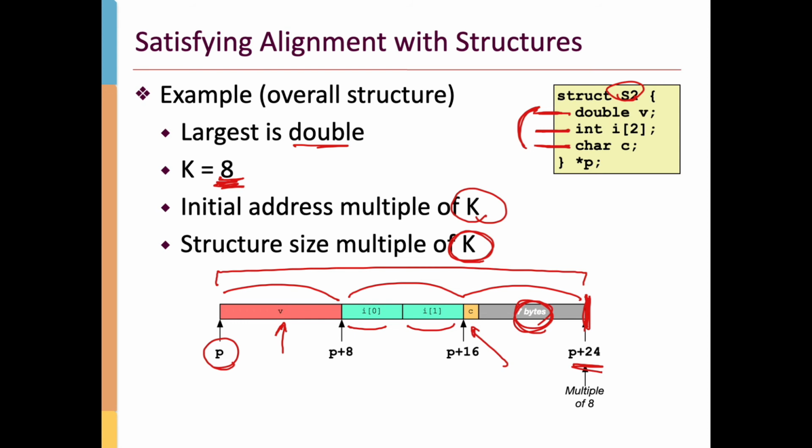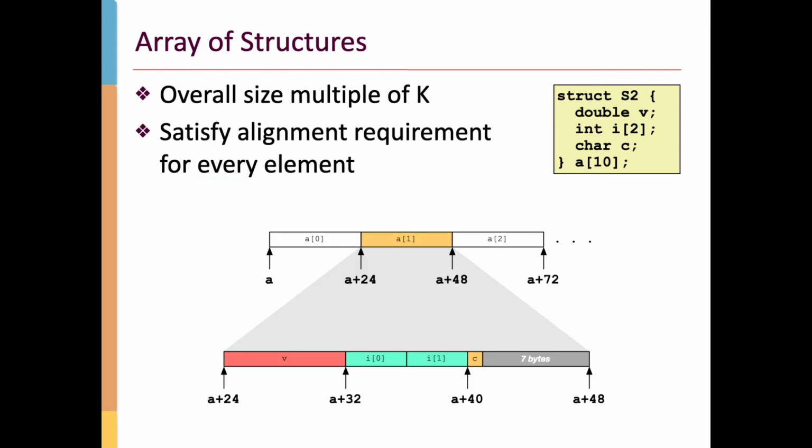We didn't really save any extra space by rearranging the structure in this fashion, but it's definitely true that in some cases you will have less wasted space by choosing an appropriate ordering for the structure itself. We can also have arrays of structures. In this case, we've got that same structure S2 that we've been looking at before, but now we're defining an array of 10 of those things called A. So here's the beginning of array A.